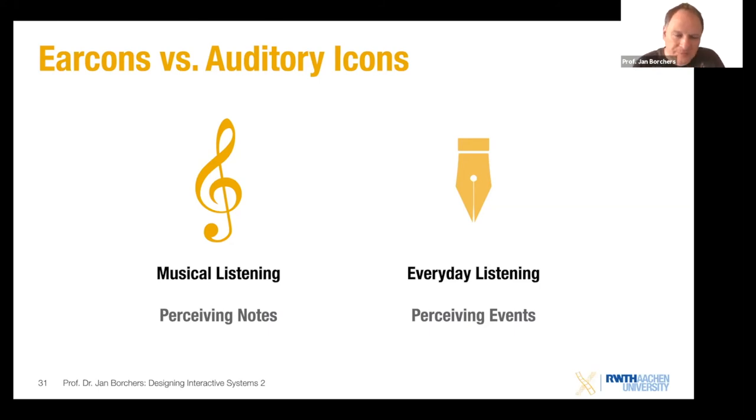So as you can probably imagine, if you think about these two abilities, evolutionary speaking, from our hundreds of thousands of years that we've been running through the woods and running away from tigers and such, we are very good at everyday listening. Whereas our musical listening abilities have been created more in a cultural setting. They are younger, evolutionary speaking, and also usually not as survival critical. So the brain hasn't assigned as much space to that area.